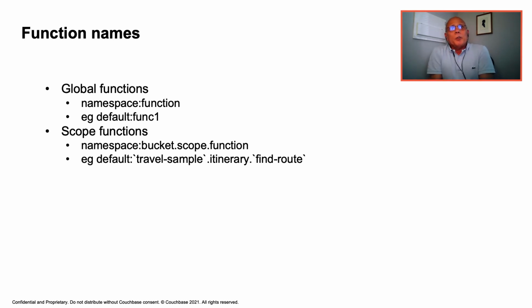So, how do you distinguish between different types of functions? As we were saying, you have global functions, and those are visible at the global level. That means the full path of a global function is just the namespace and the function name. For scope functions, we follow the same naming convention as collections. That is a four-part path, which has the namespace, the bucket, the scope, and finally, rather than a collection name, a function name.